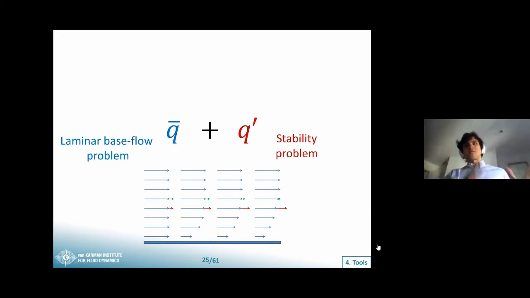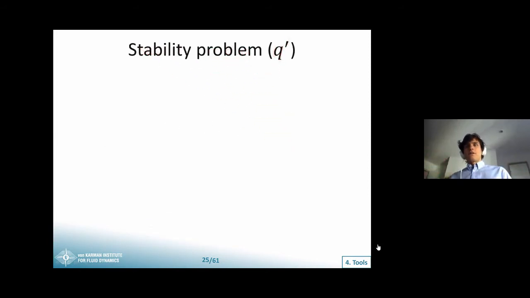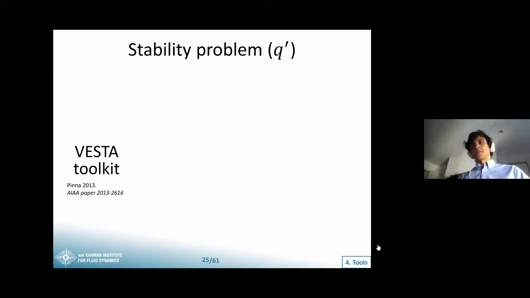All right, so that concerns the laminar baseflow problem. Now let's look at the stability one. As we said, we're performing LST analyses, and for that we use the VESTA toolkit, which was initially developed by Fabio Pinna during his PhD. It has been extensively remodeled to account for all these physical phenomena that we want to put into it.